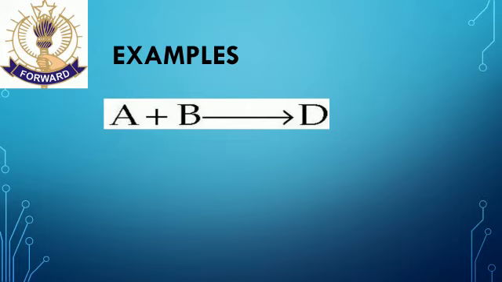Here we have the examples. First of all, we will discuss the general example. When reactants A and B react together, they will give you the product D. So in between the reactants and product, we can see a single irreversible arrow.